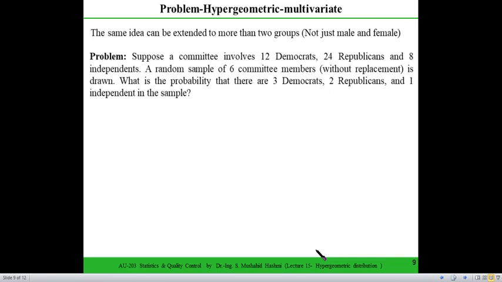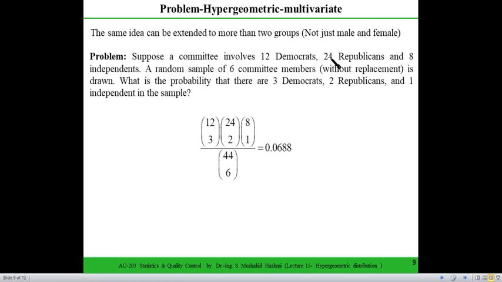For example, here we need to form a committee which involves 12 persons from the Democrat Party, 24 from Republicans, and 8 independent members. Out of all these you need to pick a committee of 6 members, and the condition is: what is the probability that out of 6, 3 are from Democrats, 2 are from Republicans, and 1 is from the independents? So the same probability mass function, we have extended the idea.